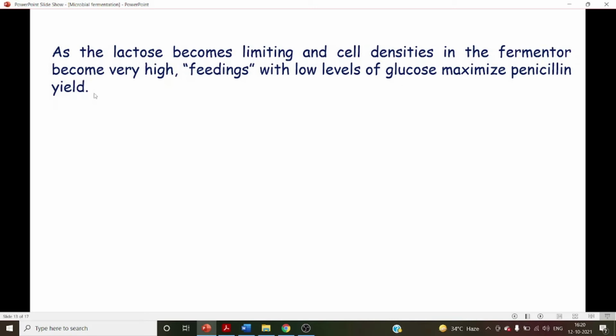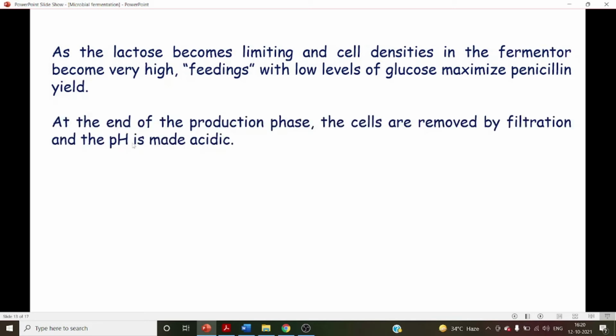Okay, so when the amount of lactose becomes less during the cell growth, during the fermentation process, then during that time feedings with low levels of glucose are added, because this maximizes the penicillin production. So this comes as a part of bioprocess. This is something that scientists have standardized: when the lactose becomes limiting, small feedings of glucose maximize penicillin yield. This we are going to understand with the help of a figure.